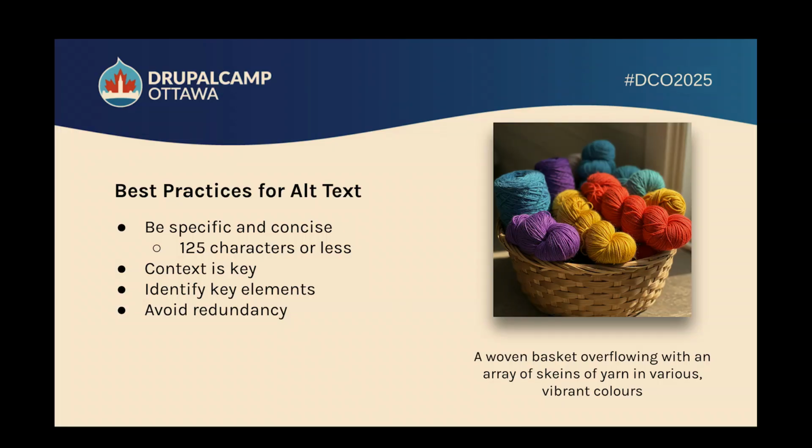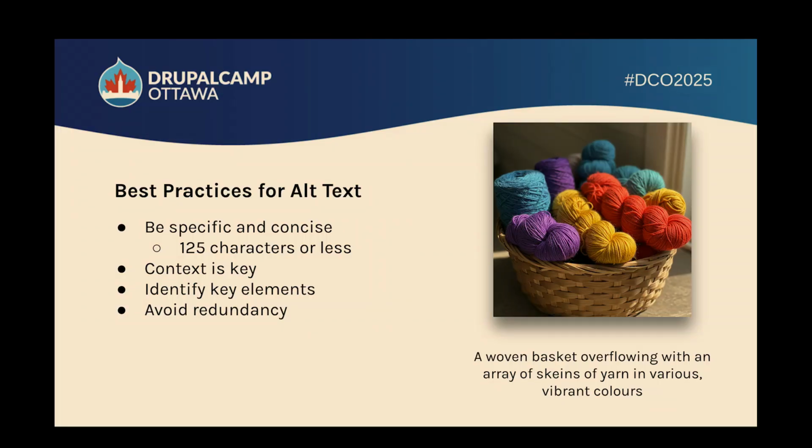You want to identify key elements in your image. Describe important objects, people, animals, actions, and include relevant details such as colors, sizes, or the relationships between the elements. And you want to avoid redundancy. So you don't have to include phrases such as image of or picture of, but you should indicate whether it's a logo or an illustration or a diagram.